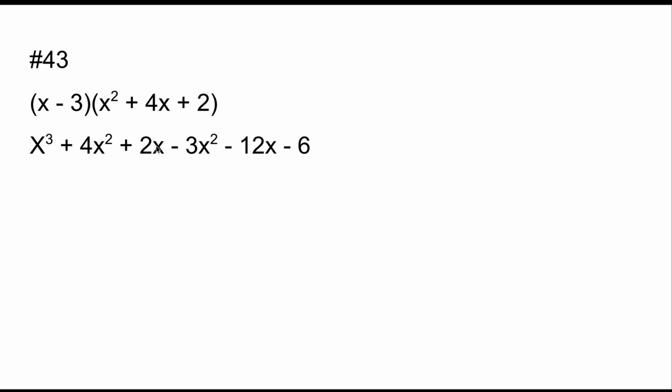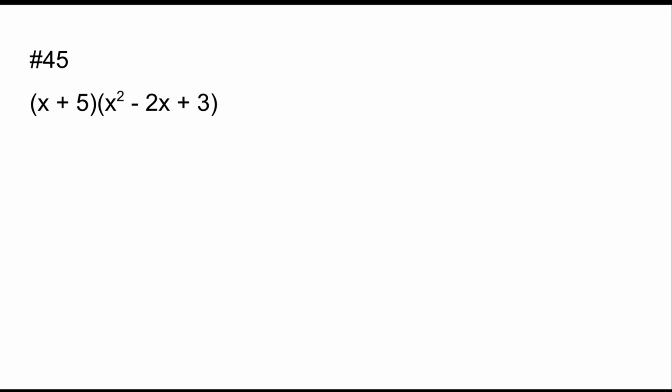Now we're going to do the same thing with the negative 3. Don't forget that negative sign. Negative 3 times x squared, negative 3x squared. Negative 3 times 4x, negative 12x. Negative 3 times 2, negative 6. Combine your like terms. 4 and negative 3 make 1. Sorry. And then we have a positive 2x and a negative 12x, which gives us negative 10x. X cubed plus x squared minus 10x minus 6.